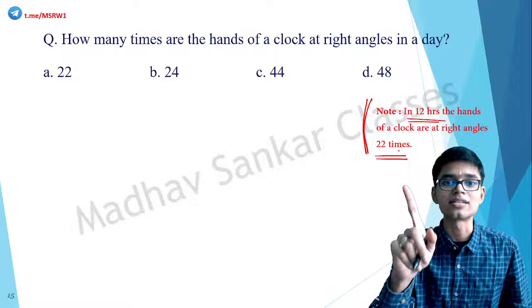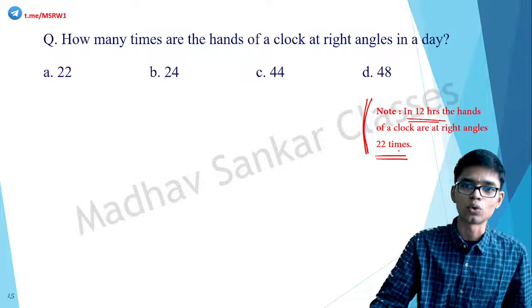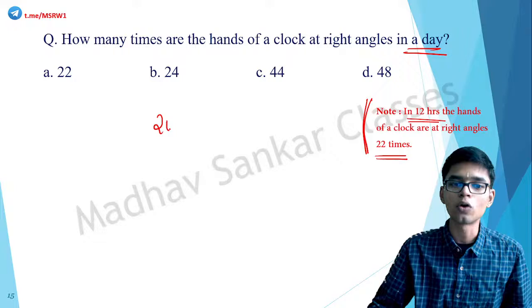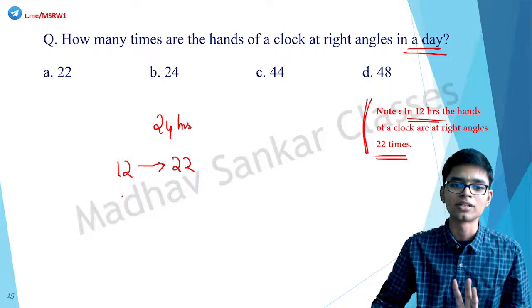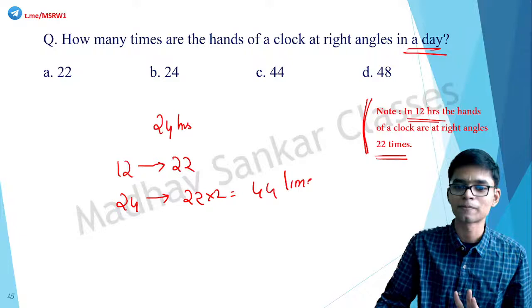Got it? So, in a day, how many hours are there? They are asking in a day. In a day, there are 24 hours. Correct? So, in 12 hours, it happens 22 times. So, in 24 hours, it happens for 22 into 2. That is 44 times. Answer is C. You keep this in mind.